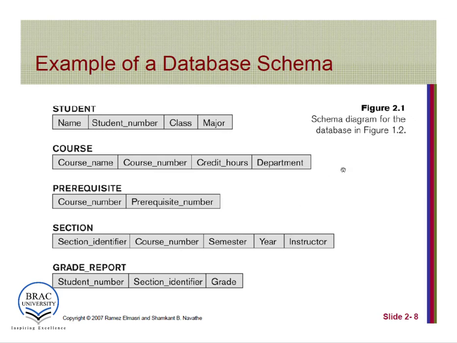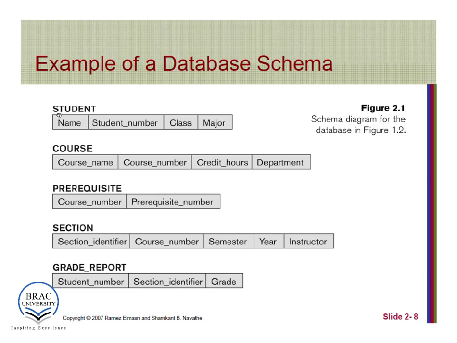So here we have the schema diagram of our BRACU University database. The schema diagram shows the tables that are in the database. So we have the student table. Table names are usually in all bold, all caps. So we have the student table, course table, prerequisite, section, grade report.